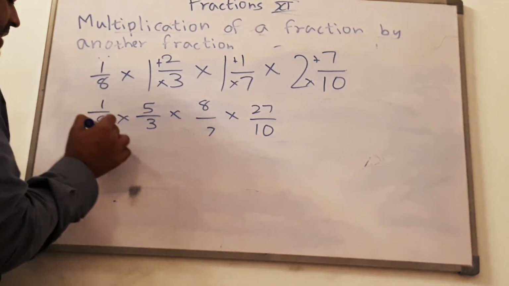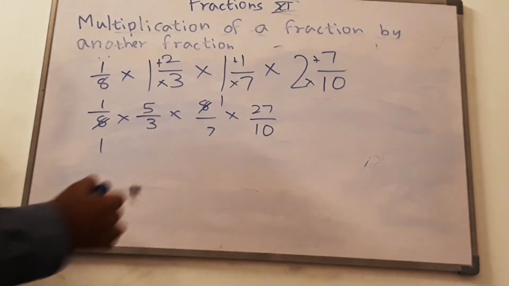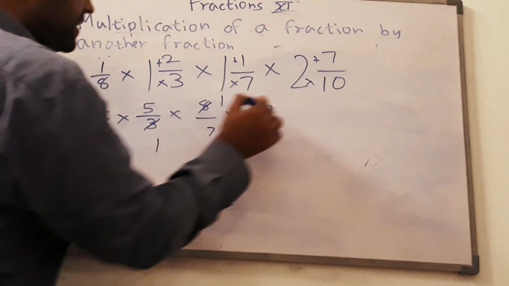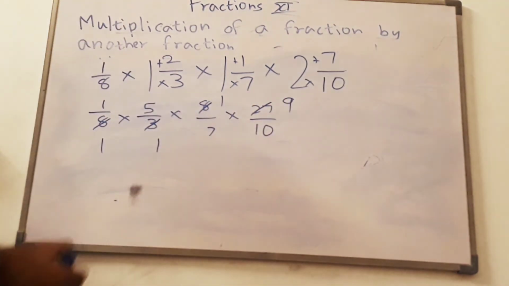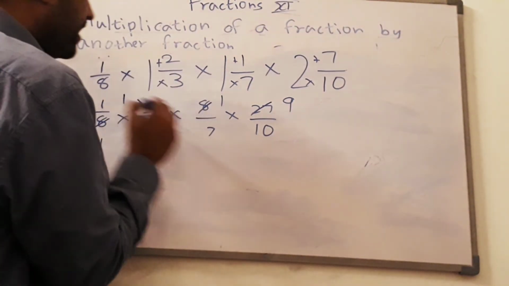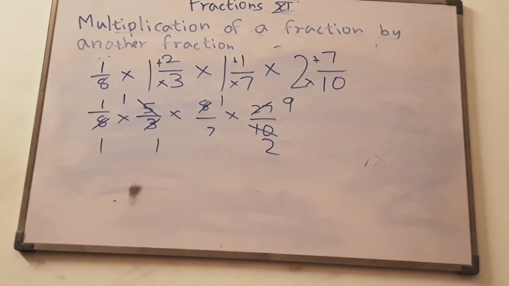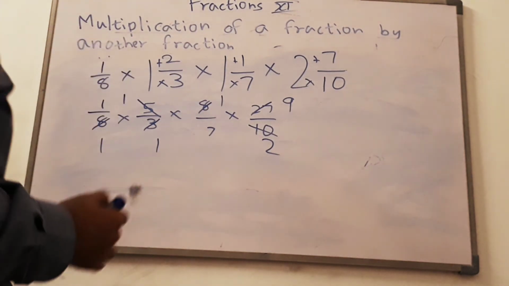8 and 8 can be cancelled, 1 8 and 1 8. 3 and 27 also can be cancelled, 1 3 and 9 3s. 5 and 10 also can be simplified, 1 5 and 2 5, because 5 is the common factor of 5 and 10. So it can be simplified by 5.